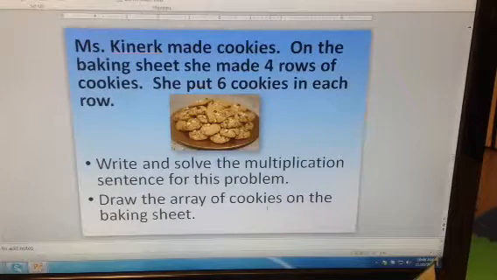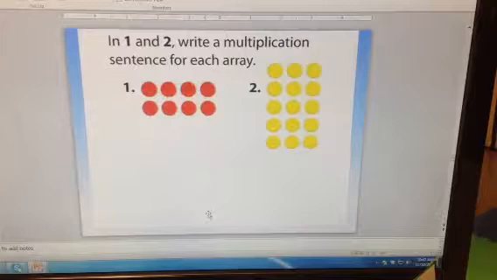We practiced another one with some cookies. Miss Knirk made cookies on the baking sheet. She made 4 rows of cookies. She put 6 cookies in each row. Write and solve the multiplication sentence for this problem and draw the array of cookies on the baking sheet. So I should see 4 times 6 equals 24 for the multiplication sentence, and I should see cookies that have 4 rows, an array that has 4 rows with 6 in each row. Practice with this page.